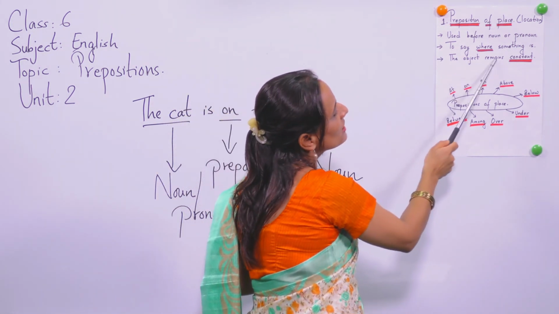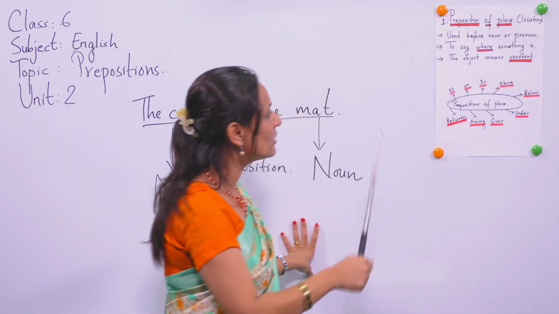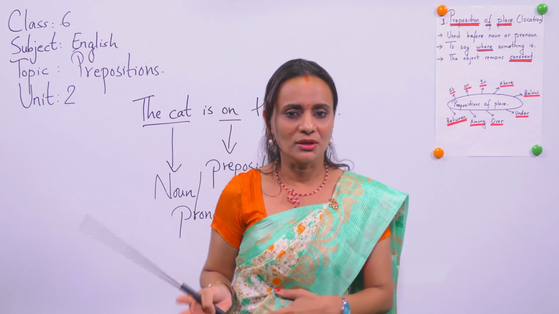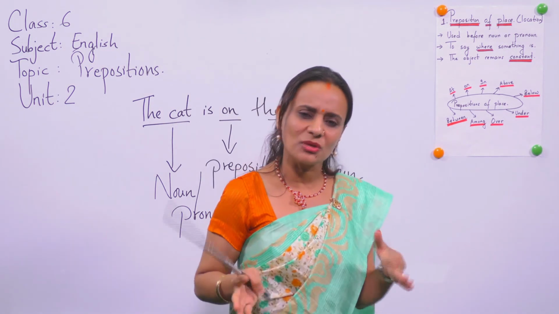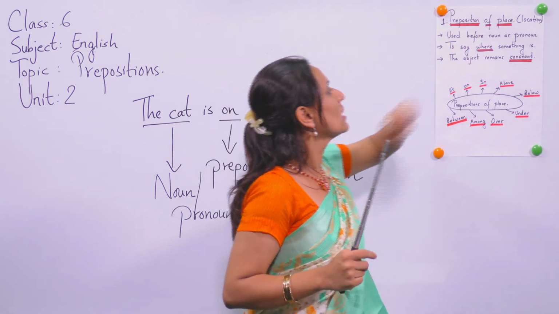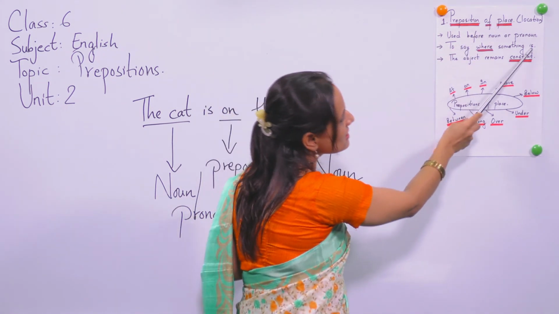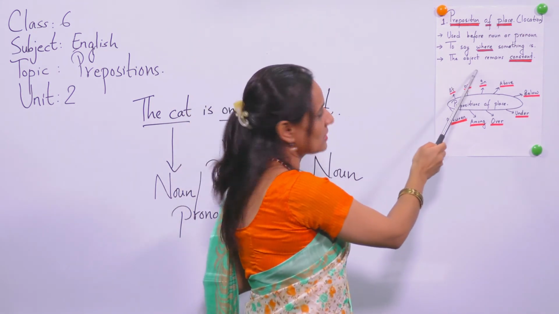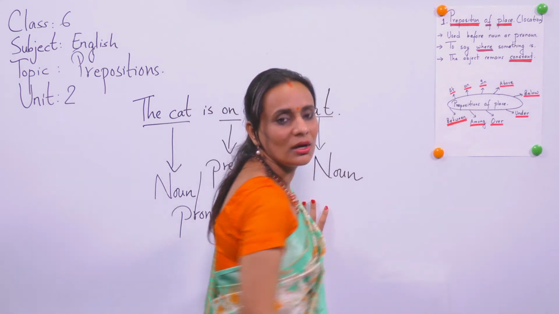The object remains constant here. The object remains constant means it does not move from one place to another. It remains in one place only. So this preposition of place tells where something is, and the object remains constant. It does not move from one place to another.